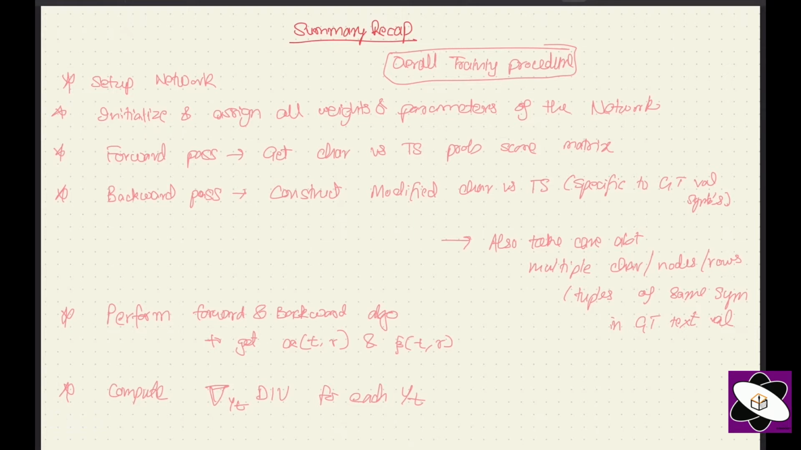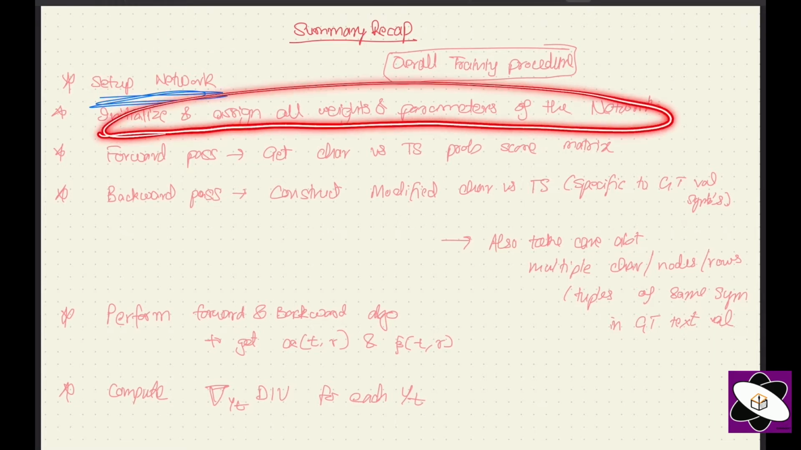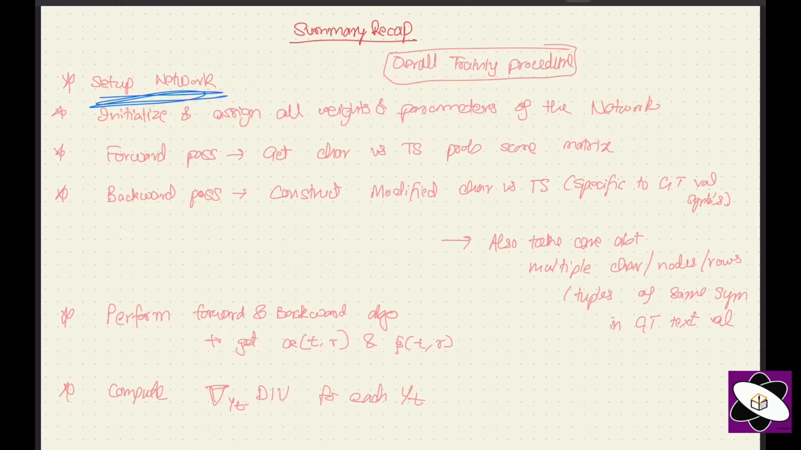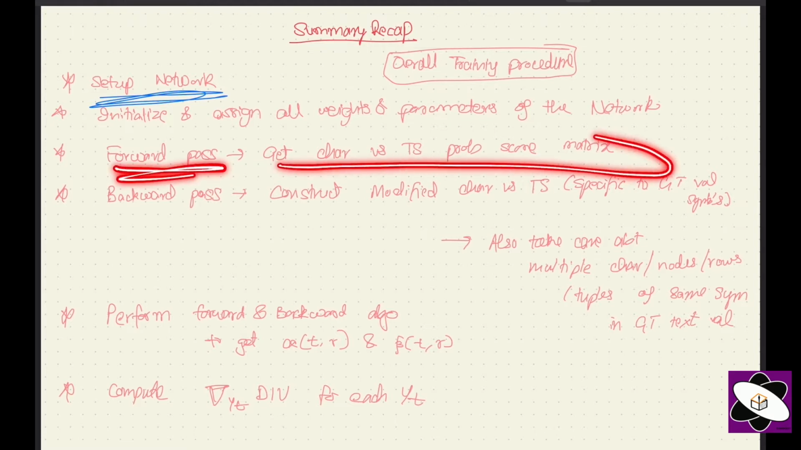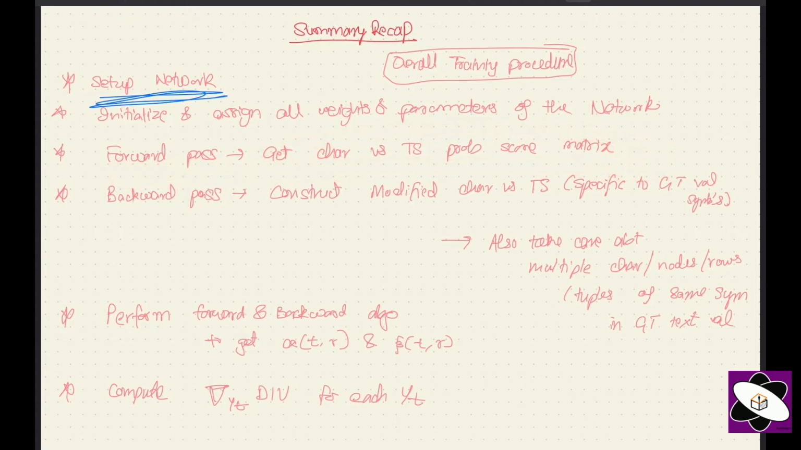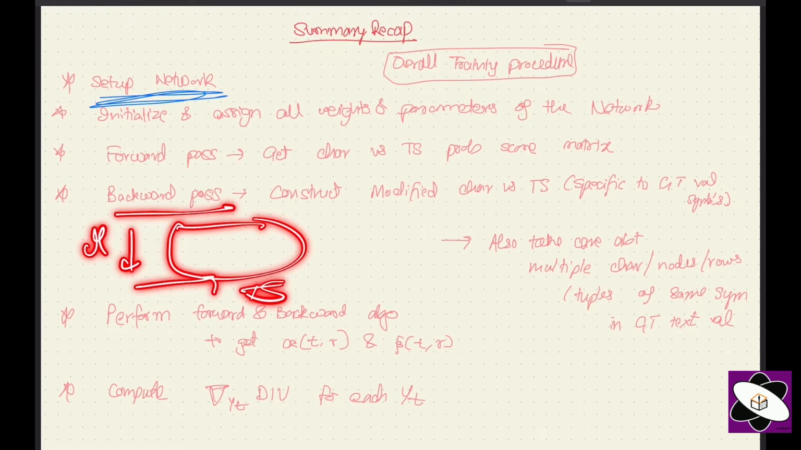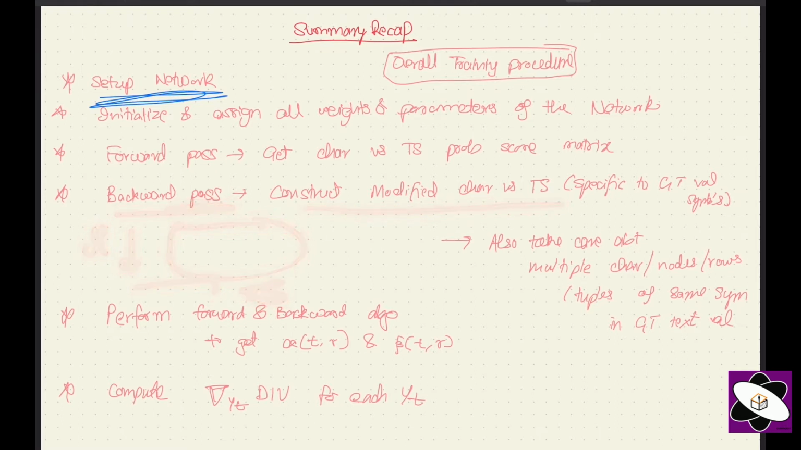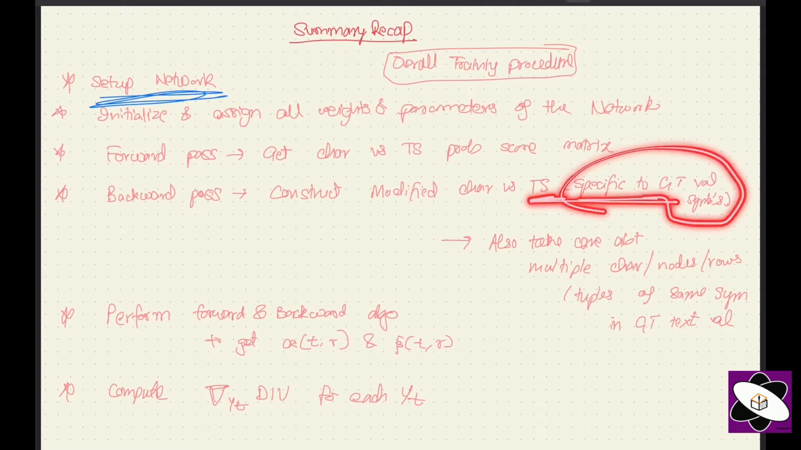So, recap, summary: we had to set up a network, then initialize all the weights and parameters of the network, like the CNN, the RNN based on LSTM, which gives rise to a bidirectional LSTM. Forward pass: get the character versus timestamp probability score matrix, with character rows here and timestamp columns here. Backward pass: construct a modified character versus timestamp matrix specific to the ground truth values.